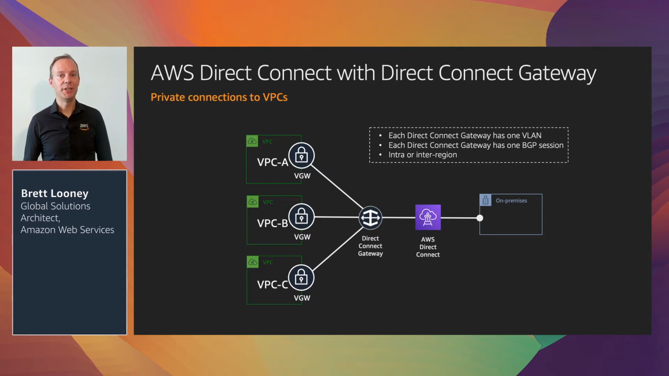And the other big addition here is that you can now be within one region or in multiple regions. So if you're using a Direct Connect Gateway in Sydney, for example, one of your VPCs could quite happily live in a different region, say in Virginia.